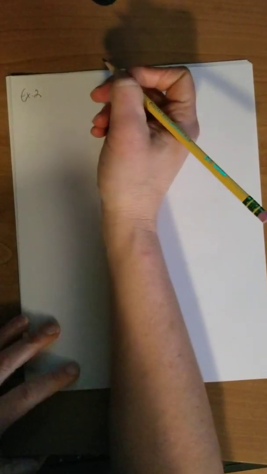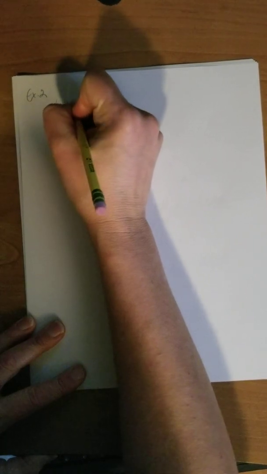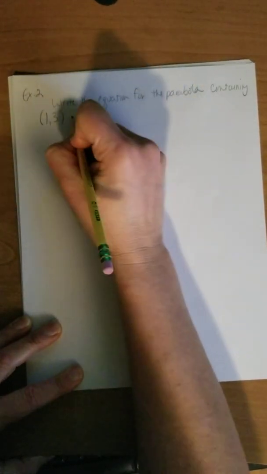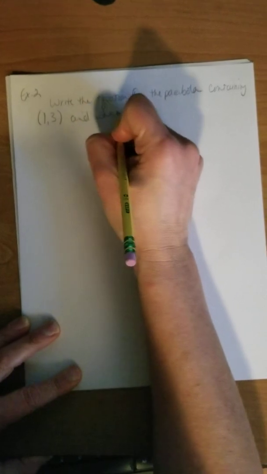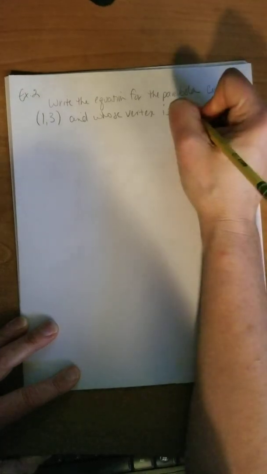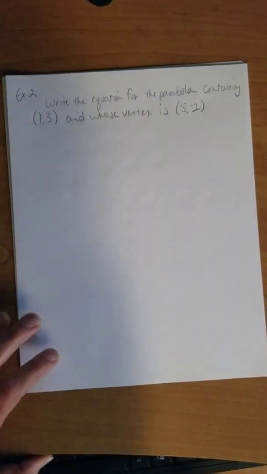Second example of the day. Example 2. All right. Write the equation for the parabola containing the point 1, 3, and whose vertex is 5, negative 2. All right, 5, negative 2.